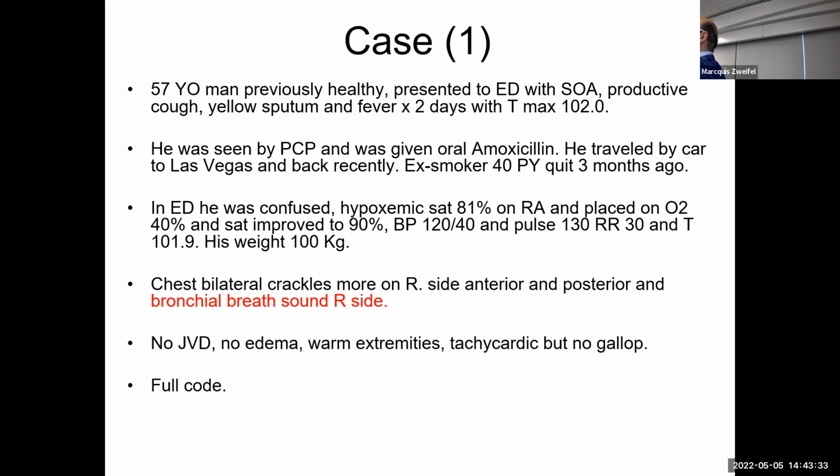Somebody wanted to add something more. Wide pulse pressure. What can cause wide pulse pressure? Number 1, sepsis, the lecture. Right. Number 2, aortic regurg.